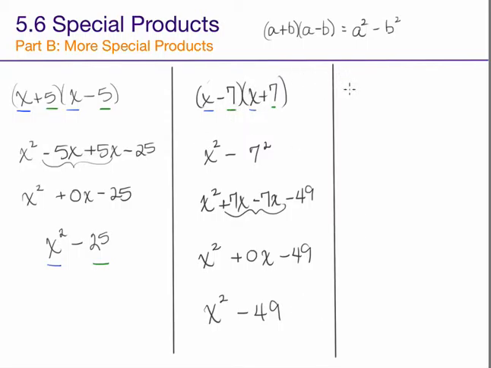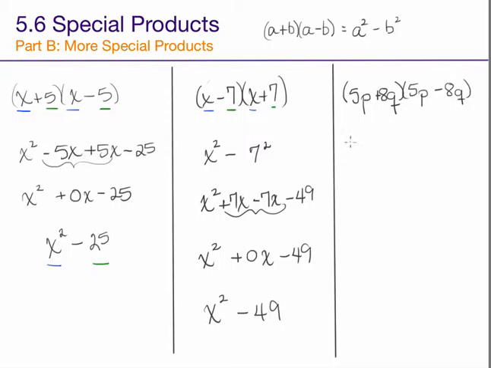Let's do one that's just a bit more challenging. 5p plus 8q times 5p minus 8q. Now, you can use the shortcut on this one as well, but you have to be careful. Let's do it the long way first.